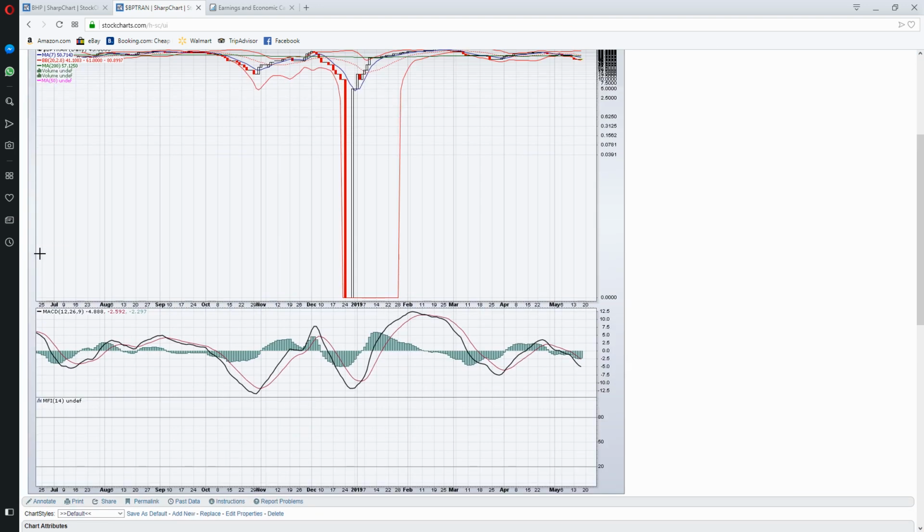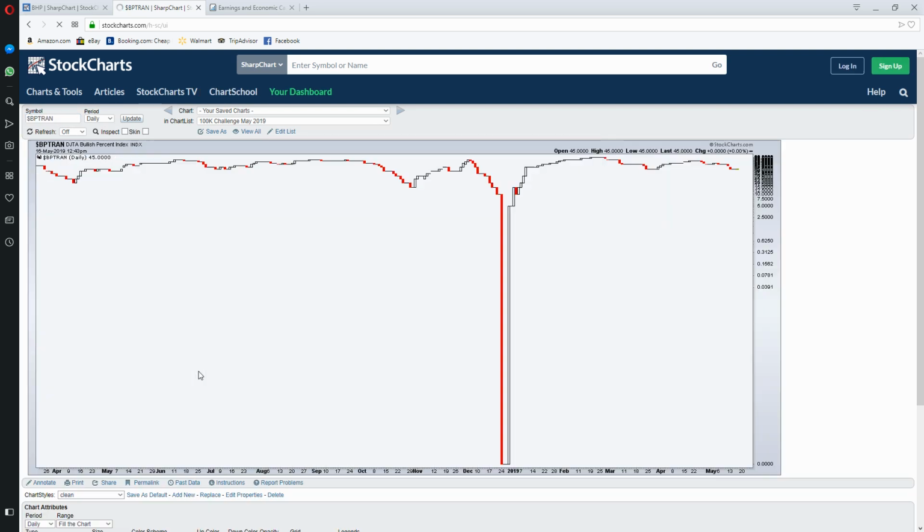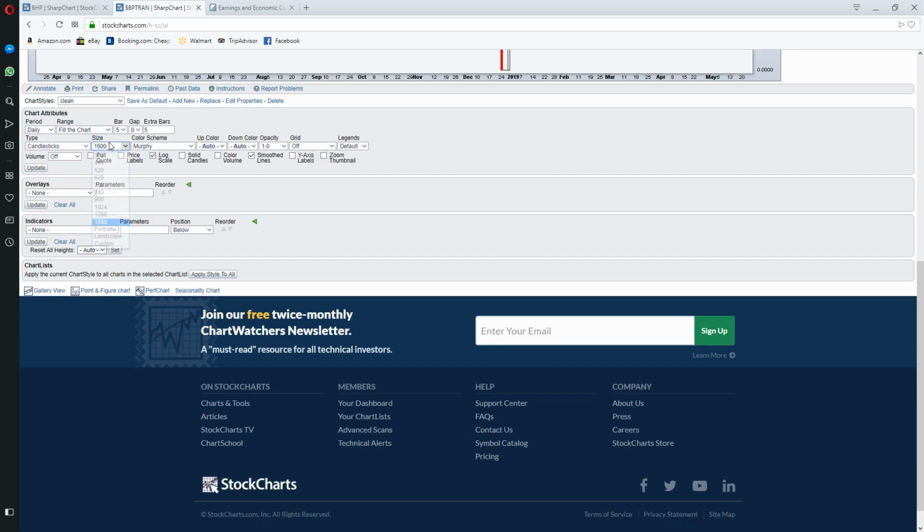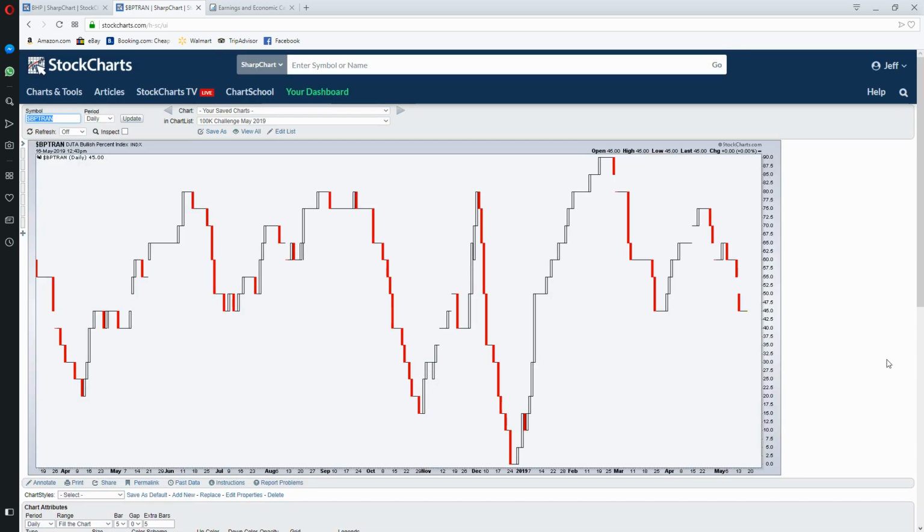Let's come in here and look at the transportation. Let's come down here and get our log scale off. Okay. And you're going to notice this can go all the way to 0. You don't see it in the S&P one very often, but these individual ones can. The transportation index has had big moves associated with it. It's in a bearish mode right now. It's moved from 75 down to 45.